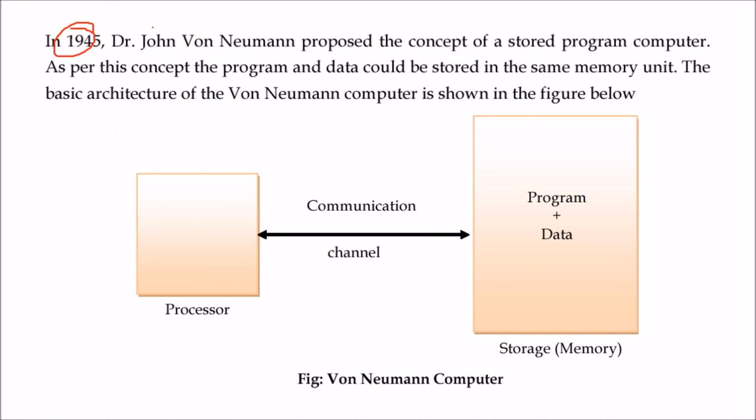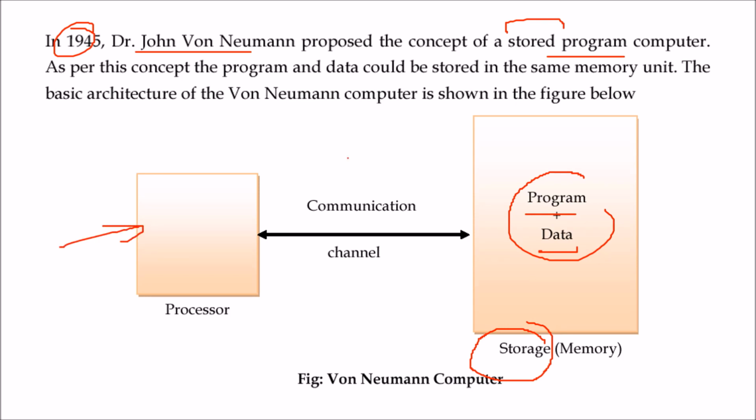In 1945, Dr. John von Neumann proposed a concept for a stored program computer. According to the concept, the program and data could be stored in the same storage memory unit. And the basic architecture of this von Neumann computer is like this: processor, a communication channel, and you have program and data in the same storage. This is von Neumann architecture. We also have Harvard architecture, etc.